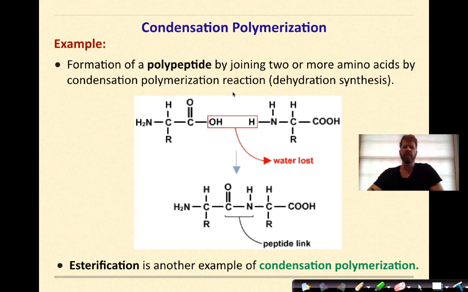The formation of a polypeptide by joining two or more amino acids by condensation polymerization reaction, otherwise known as dehydration synthesis. You may recall this word being used during the living environment course. Here's amino acid number 1, here's amino acid number 2, and we're keying in on the OH of the organic acid group from amino acid number 1 and the hydrogen atom of the amine group of amino acid number 2 to form the peptide linkage, otherwise known as an amide bond. Esterification is another example of condensation polymerization.